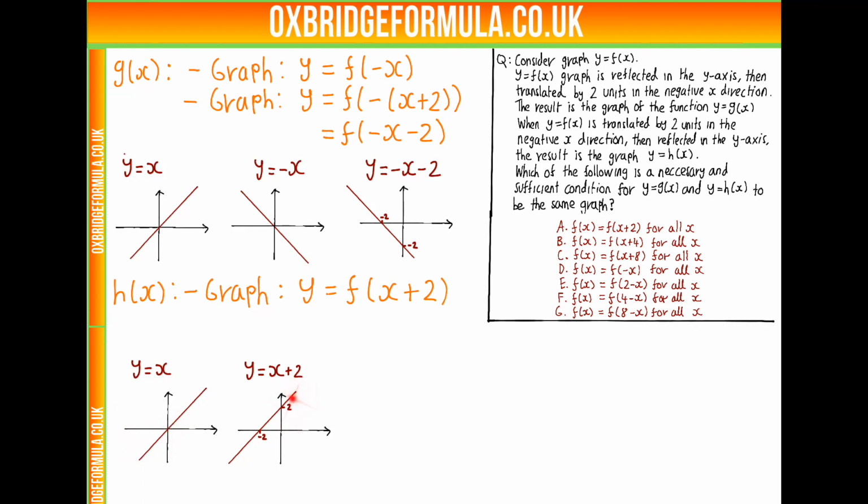And then we reflect in the y-axis, so we need to change the x to a minus x, because now we're taking a function. Every time we take a function of x, we're actually looking at the output of minus x. And what happens when we reflect this graphically? Well, we'll just get a line going down here. So y equals minus x plus 2.